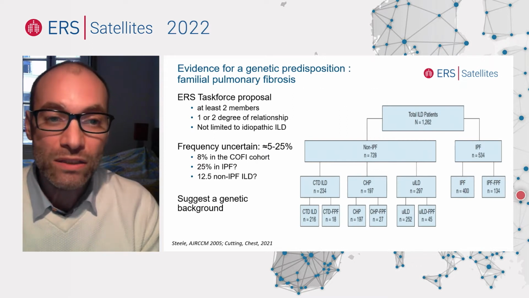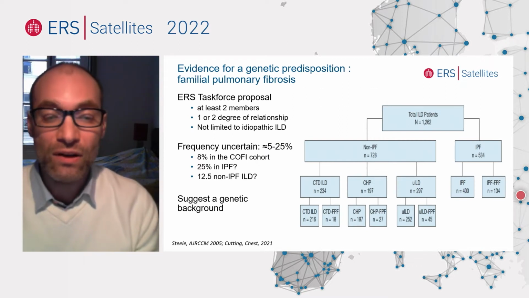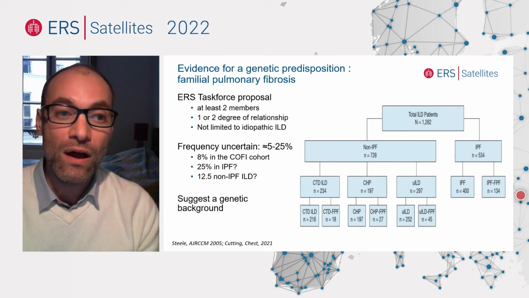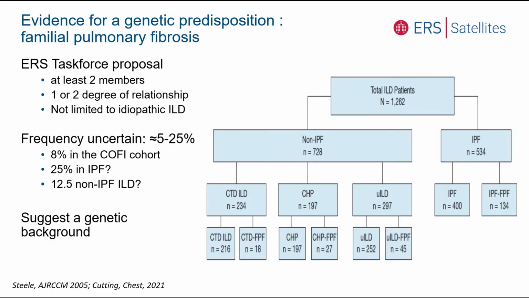Why do we care about genetics in ILD? We care because there is an obvious increased rate of familial pulmonary fibrosis. There is an ongoing ERS task force proposal to have a consensus definition of familial pulmonary fibrosis, and we suggest that it should include at least 2 members. It should be at least 1 or 2 degrees of relationship, and it should not be limited to idiopathic ILD.